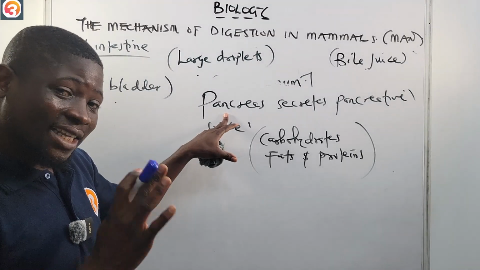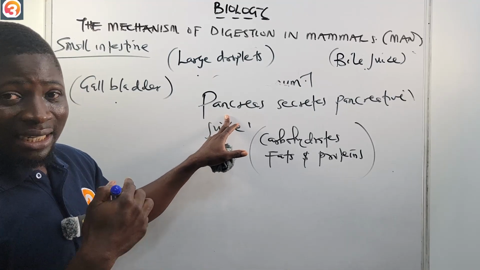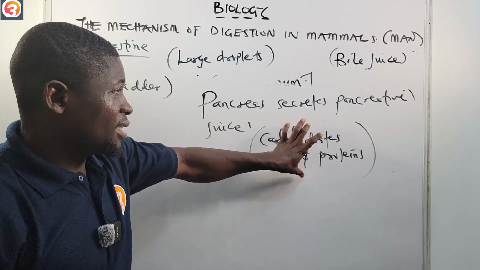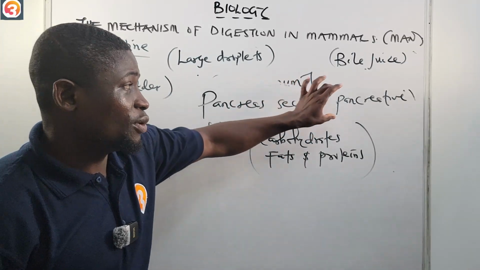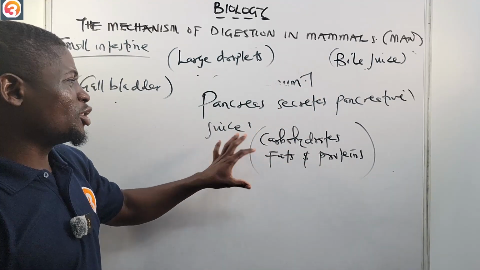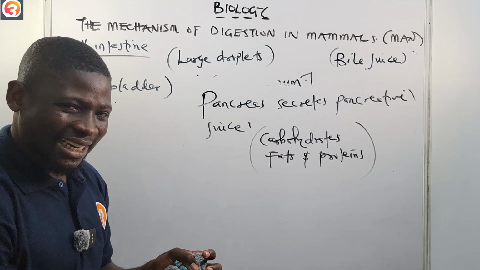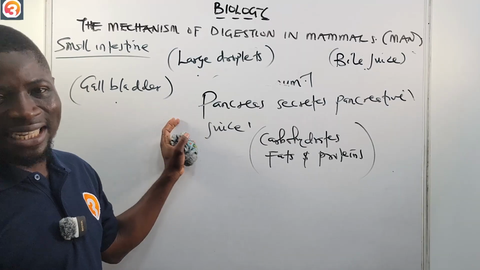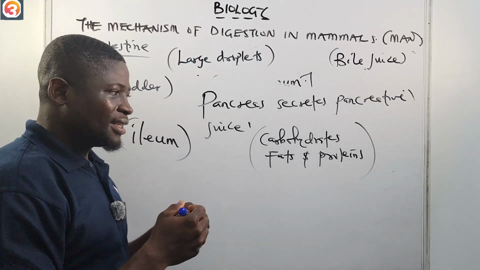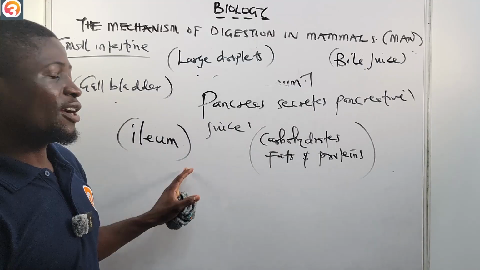The liver and the pancreas are located at the initial part of the small intestine, around the duodenum. I'm not going to talk about the jejunum or the ileum. Here the pancreatic juice acts on carbohydrates, fats and proteins. But this is not where the final breakdown happens. The final breakdown happens at the tail end of the small intestine, which is called the ileum. The complete breakdown of all of these substances happens at the end of the small intestine, called the ileum.